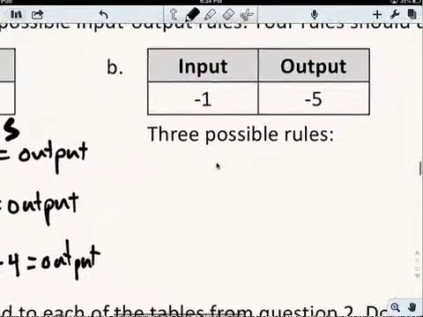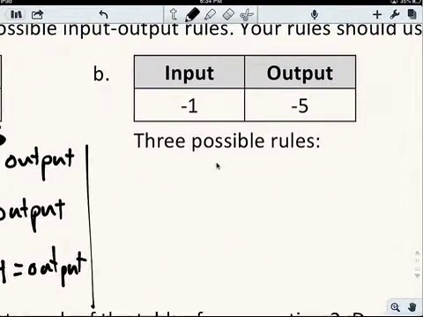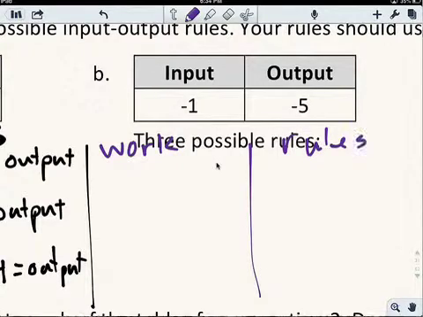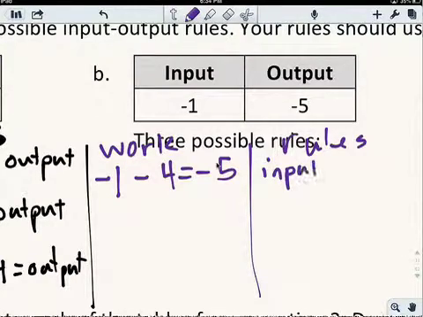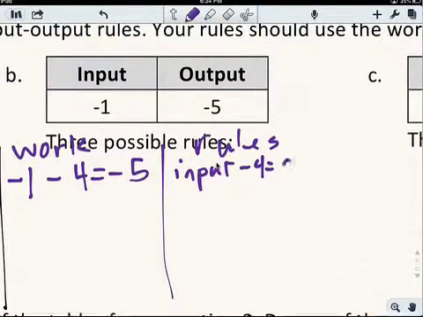All right, so let's try this with the next one. I'm going to do the same kind of thing, and I'll write in a different color to distinguish it. Let's put the work over here, and we'll put our rules over here. And so I need to do -1, straight subtraction here, -4 equals -5. So that's my first one. I'm going to go straight to the rule here. That means you could take input minus 4 equals output.